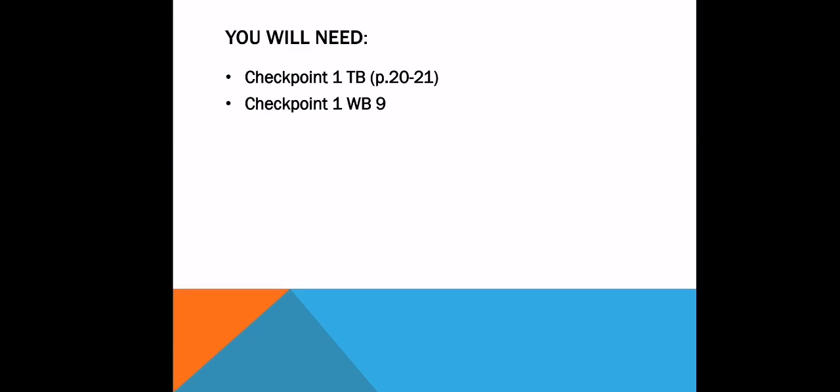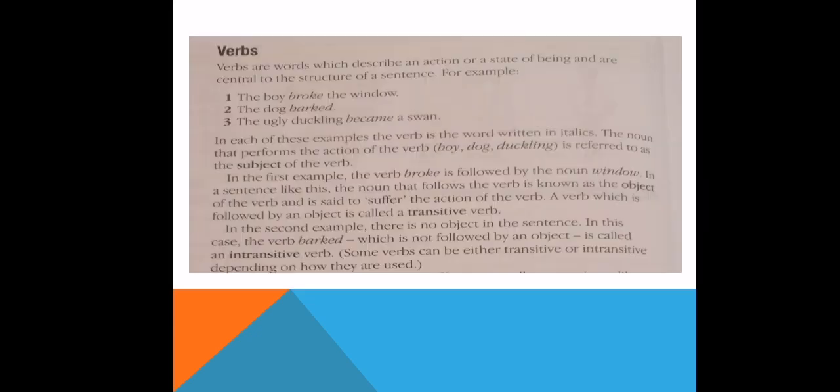So, for this lesson, all you'll need is your Checkpoint 1 textbook from pages 20 to 21 and your workbook on page 9. So, our lesson today is about verbs, and you should all know about verbs very well by now. Verbs are words which describe an action or a state of being that are central to the structure of a sentence. So we all know that we cannot form a sentence without there being a verb in it. We have three examples here.